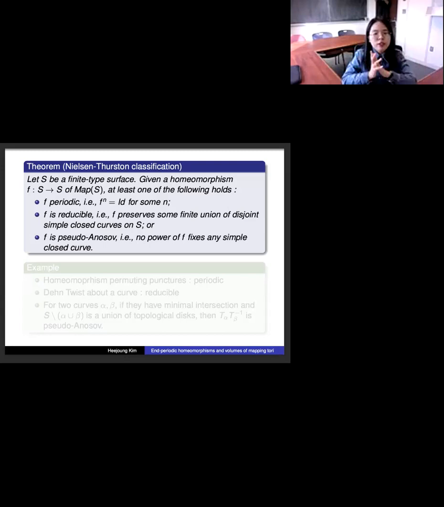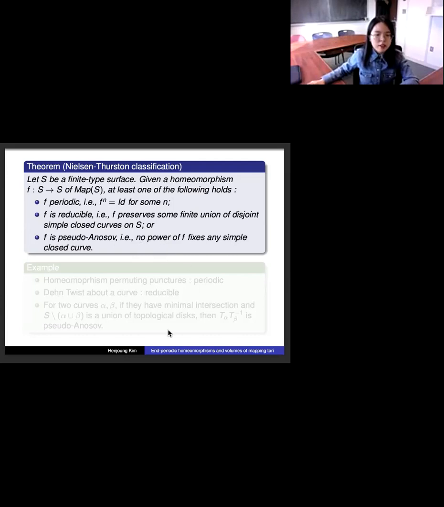We also call a homeomorphism F a pseudo-Anosov element if there exists a pair of contracting, expanding, transverse measured foliations on the surface, which are preserved by F. So the most interesting case is the last one. And pseudo-Anosov mapping classes are generic in some sense.